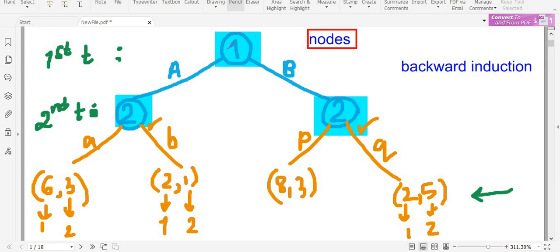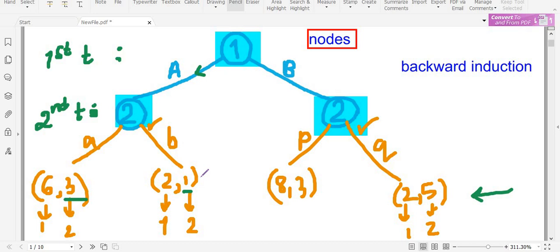Player 2 now sees that player 1 has already played capital A. Player 2 knows that if I play small a, I will get 3, and if I play small b, I will get 1. This is from player 2's perspective, because we are at a node where player 2 is the decision maker. Given this path has been chosen, if player 2 plays small a, he or she gets 3, and if player 2 chooses small b, he or she gets 1.